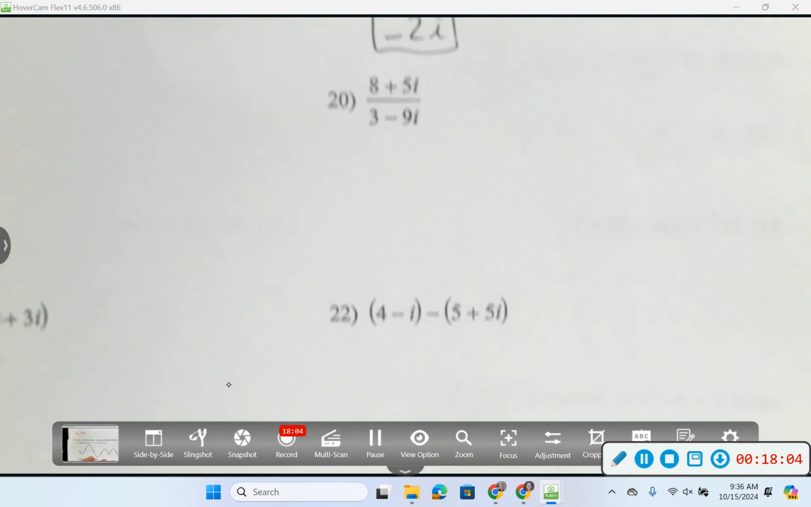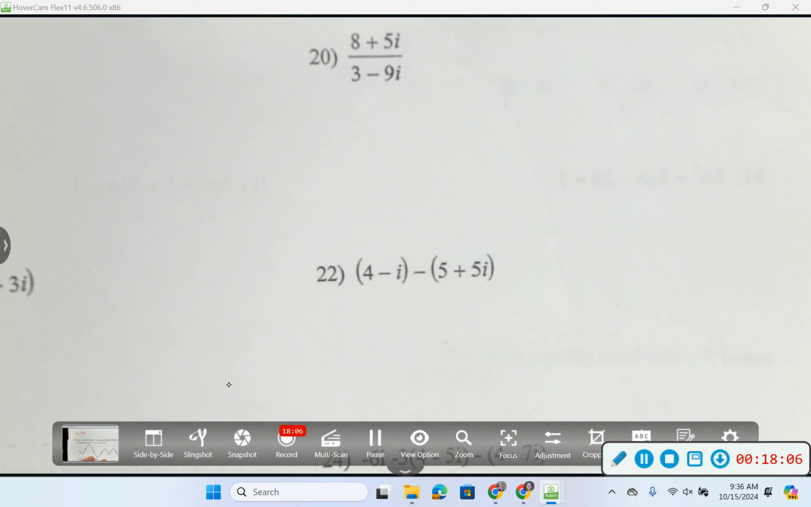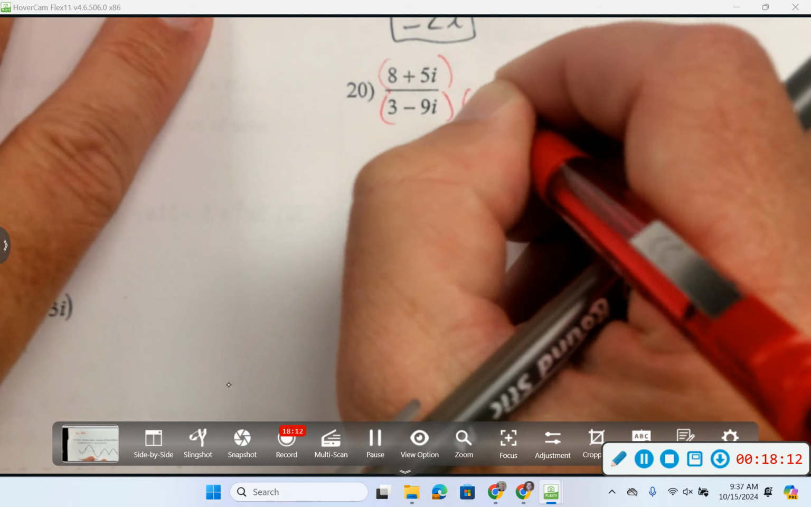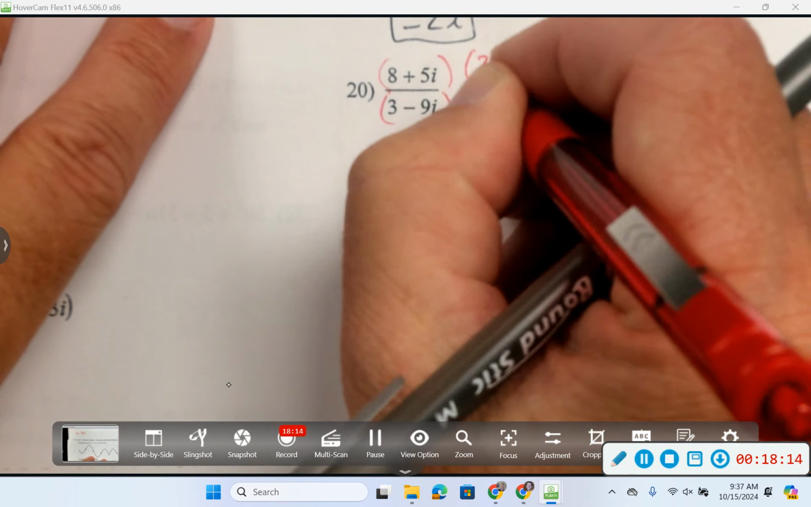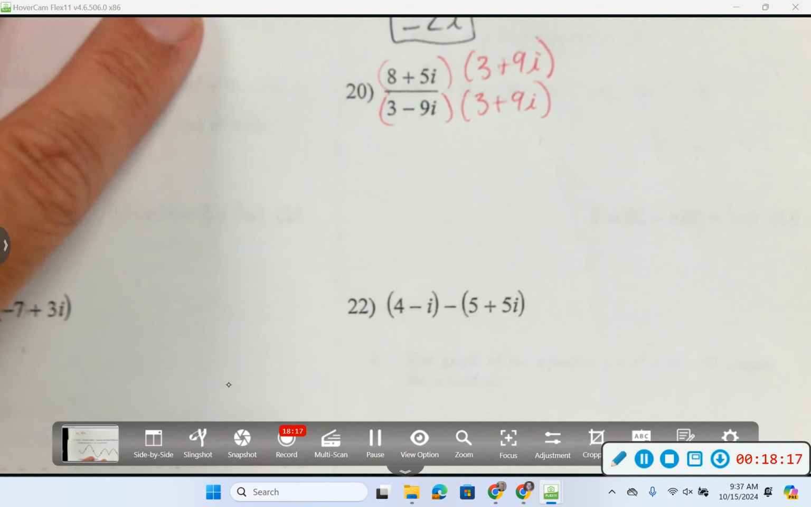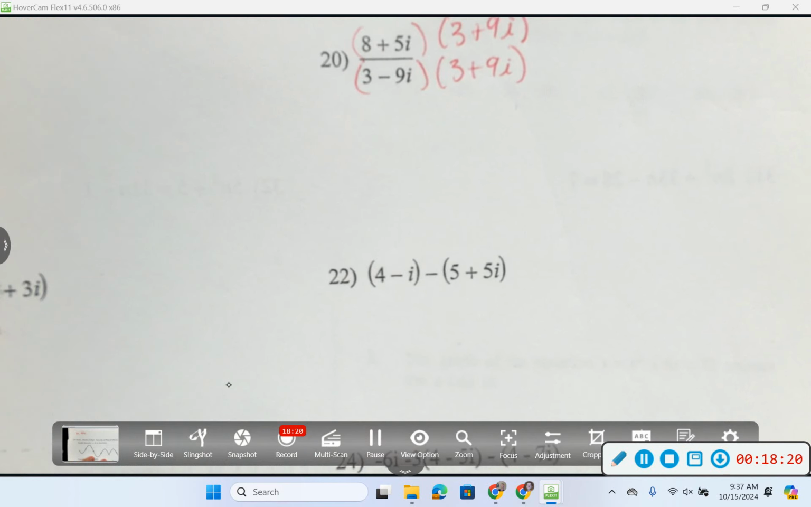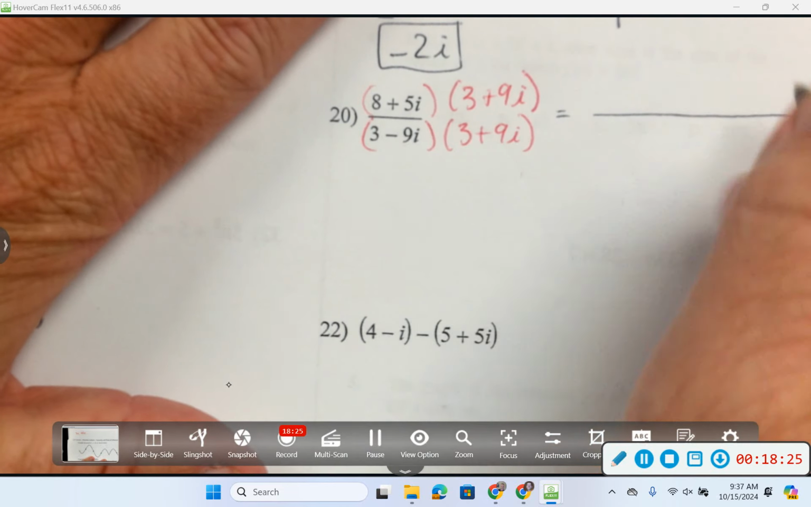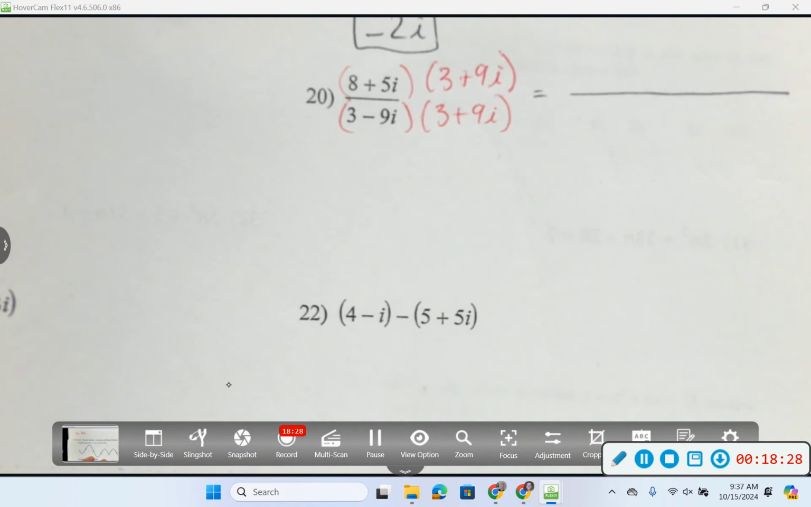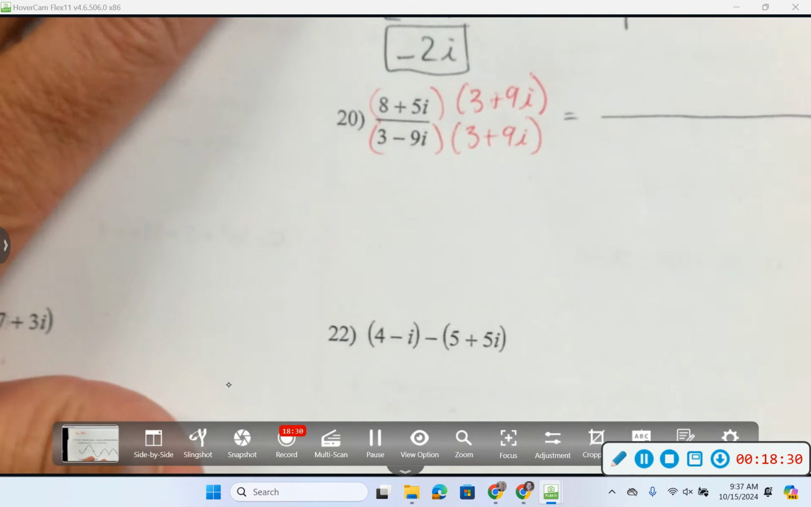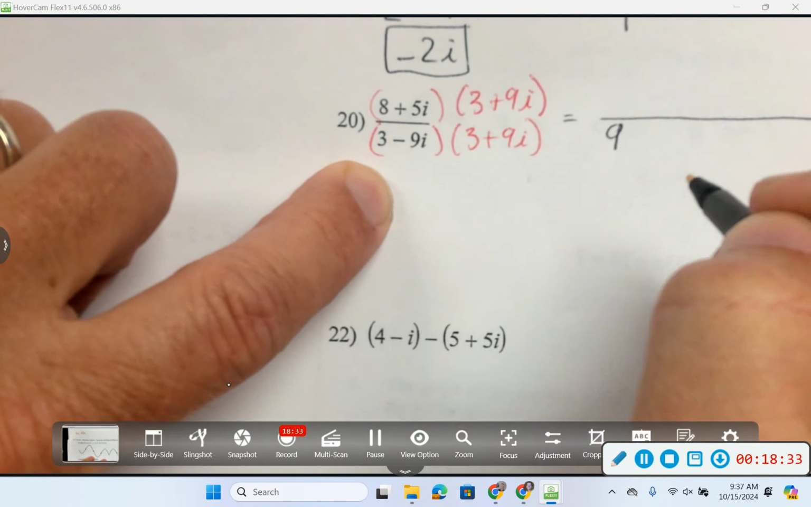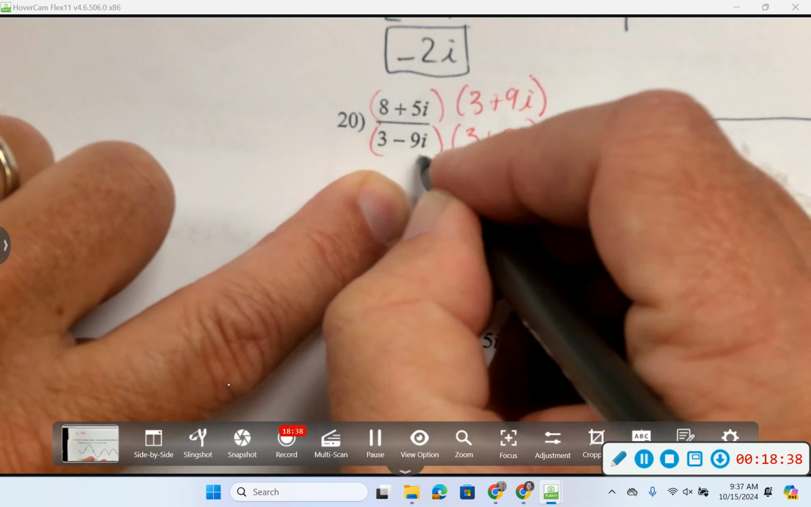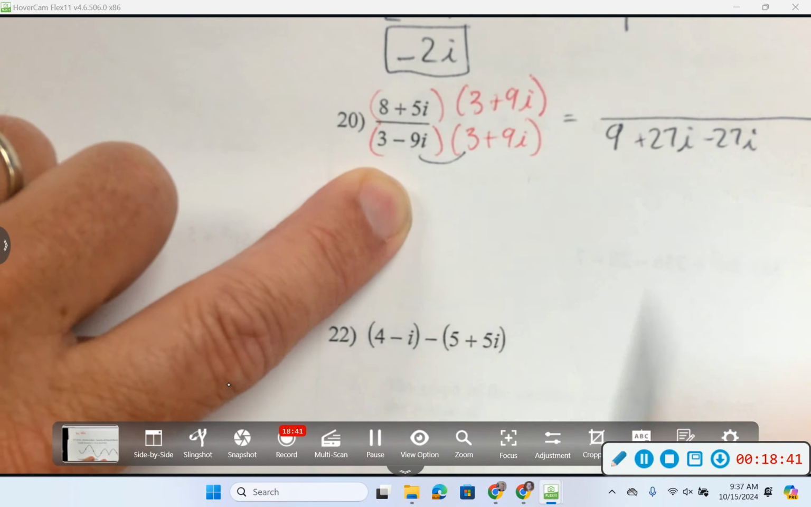Number 20. How would you like to fix number 20? Multiply by the conjugate. So 3 plus 9i, top and bottom. That should make the i stuff go away in the bottom. Top's going to get uglier, but that's all right. It doesn't matter which one you do first. I think I'm going to do the bottom one first just to convince myself that the i's have gone away and I'm doing this problem right. So 9 plus 27i minus 27i. So yes, I feel good now.